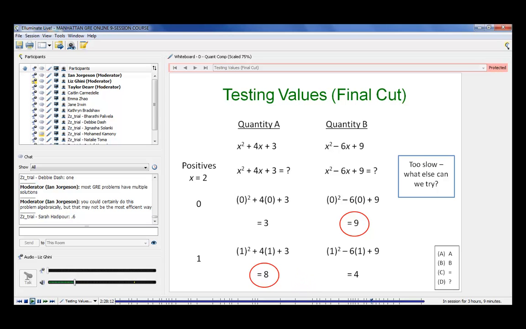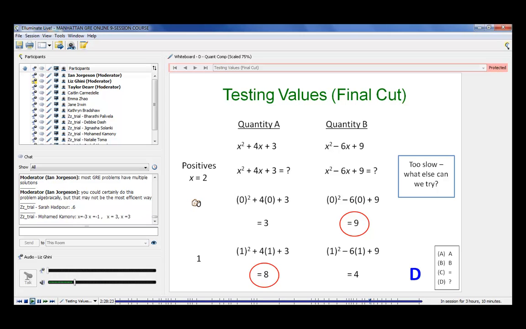So there is more than one way to pull these problems apart, but we're always trying to go for a fast way and an easy way. And testing 0 and 1 tends to be a very fast way and a very easy way. All right?